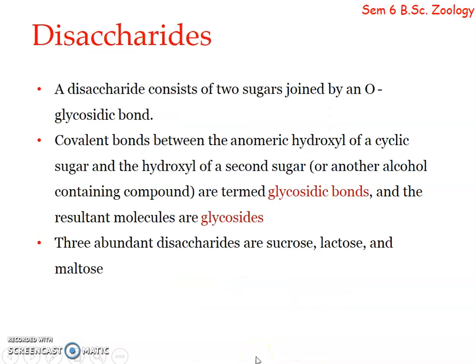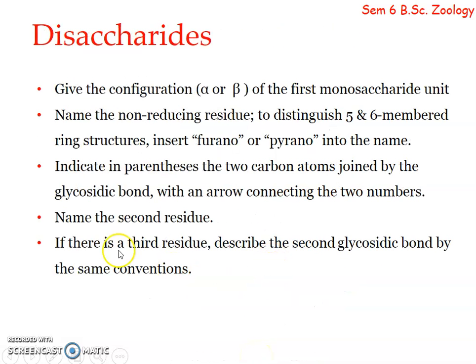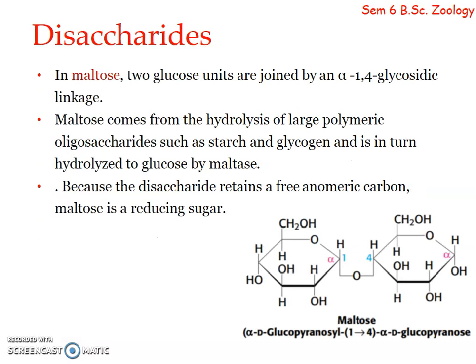Okay, so then what we have to follow, name the second residue. Once the bracket is closed, we have to write the name of the second residue. Now, so that is a disaccharide. If it is a trisaccharide, the same is followed, but we will add one more. That is it. Okay, so we can go here.